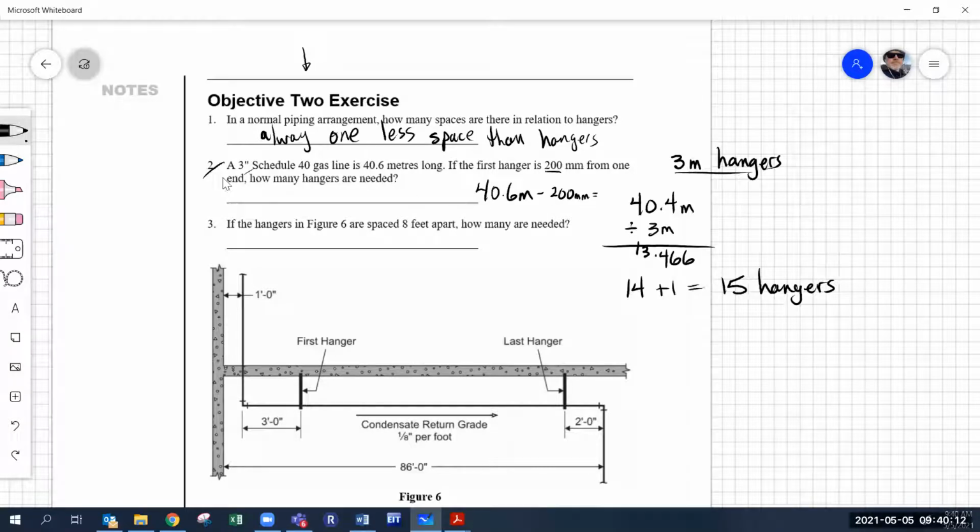So anyways, number 2, we start out by removing the 200 mils from our line, and it's 3 meters per hanger maximum spacing. 40.4 meters divided by 3 meters is 13.466 spaces. That rounds up to 14, and we add 1 to make 15 hangers.